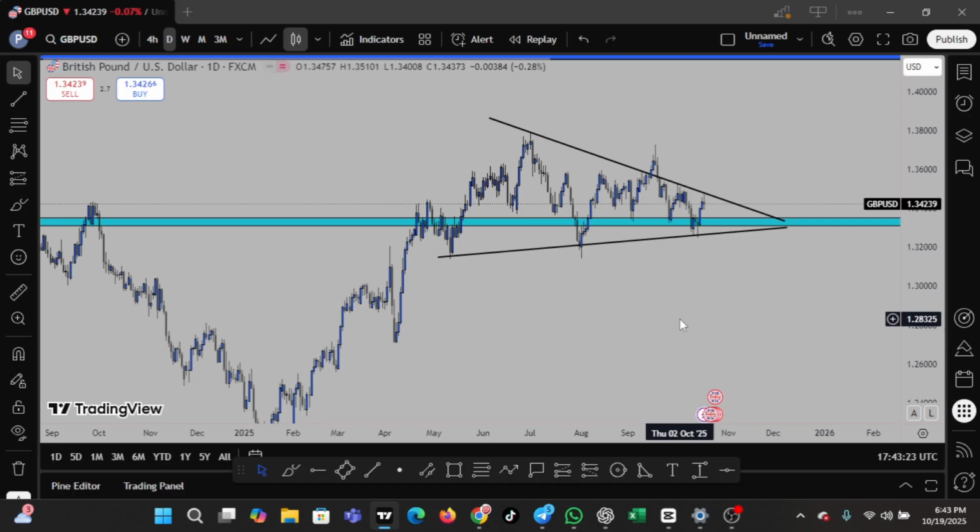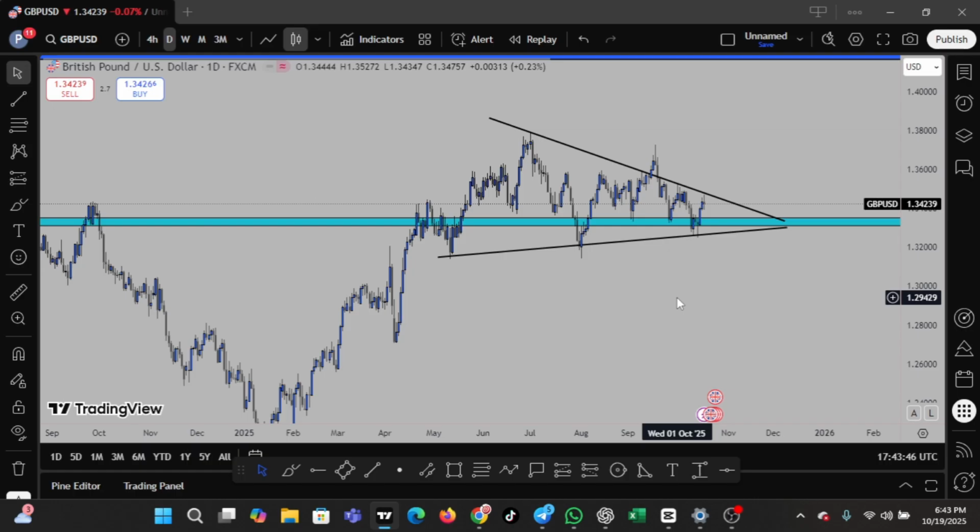So I just want to show you how the market has been doing and how we can position ourselves for the rest of the 2 weeks that we have left in the month of October. We'll be looking at the major currency pairs, the indices market, and we'll be looking at Bitcoin as well.